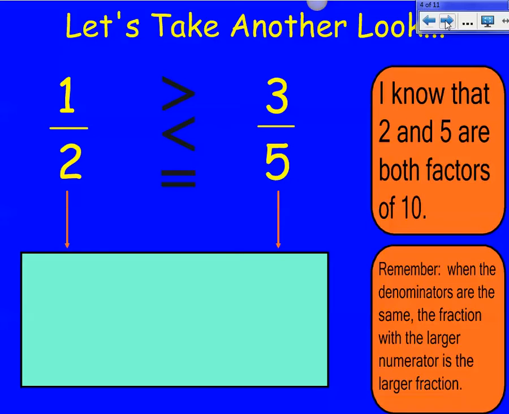So if I have 1/2 and I have 3/5, I need to again figure out what's the denominator both of them can be changed into. I know that 2 and 5 are both factors of 10.